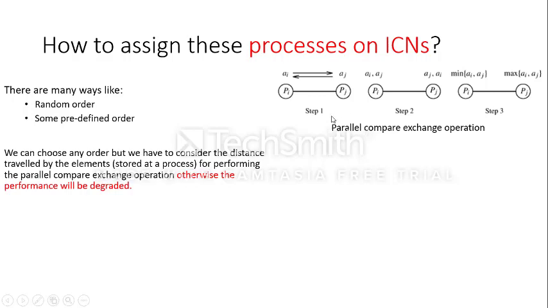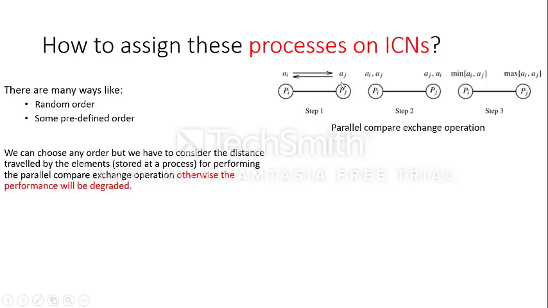By that distance, I mean that in order to perform the parallel compare exchange operation, the process Pi needs to transfer the data towards the process Pj, and the process Pj needs to transfer the data towards the process Pi. So if both of the processes are directly connected with each other, or they have a common edge between them, then the distance to transfer the data Ai towards the process Pj is just one.